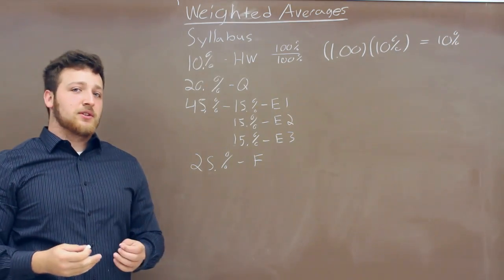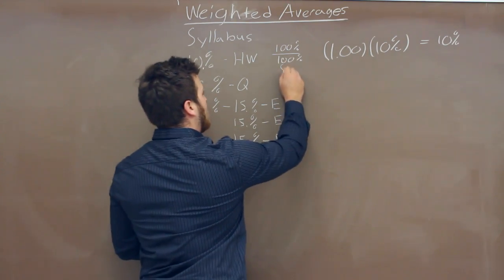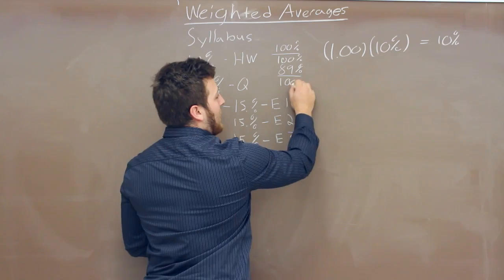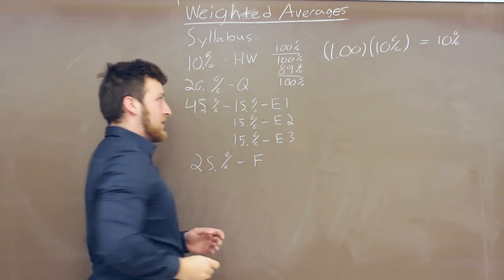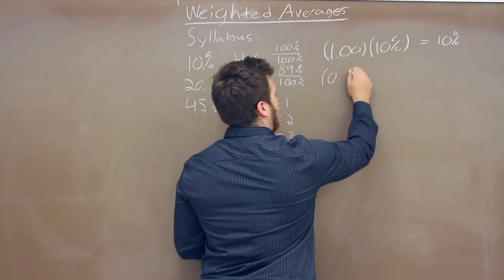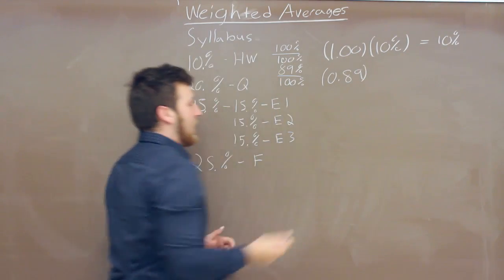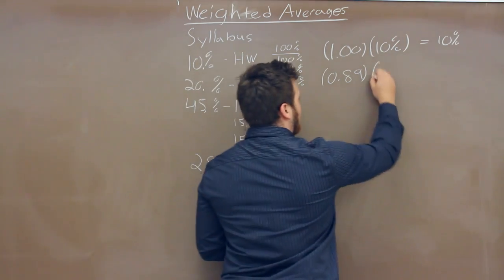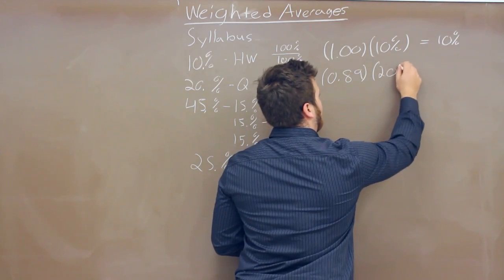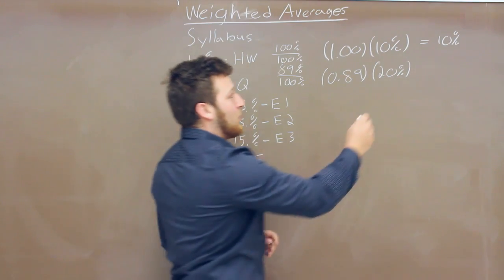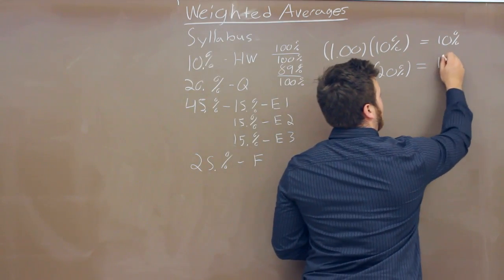For quizzes, let's say the student received an 89%. We are going to again divide that by 100%. That's going to give us a decimal of 0.89. And as I said before, quizzes are 20%, so we will multiply 0.89 by 20%. This will give us a percentage of 17.8%.